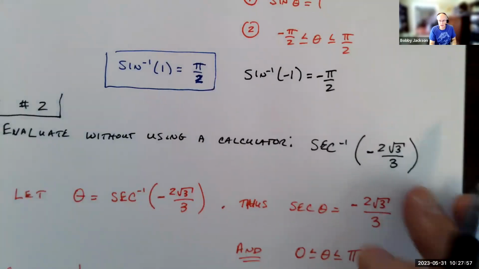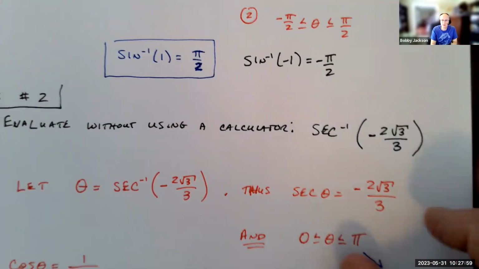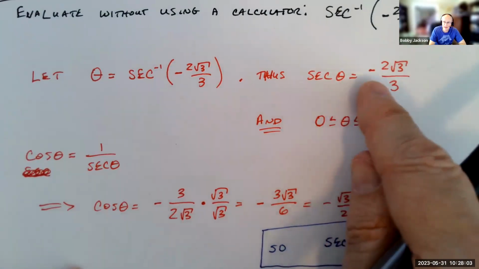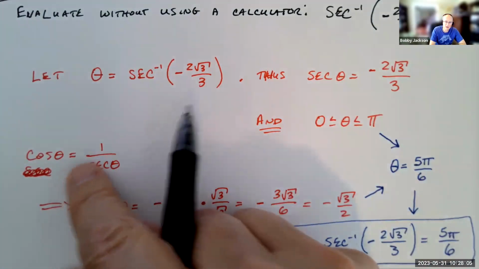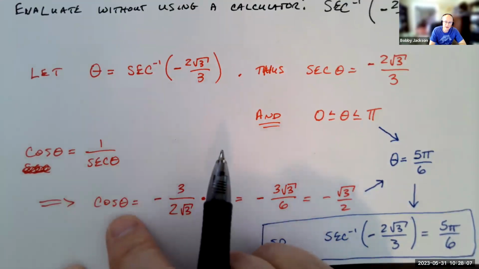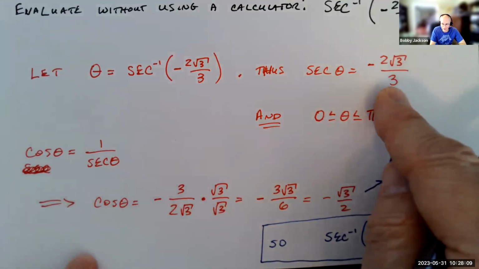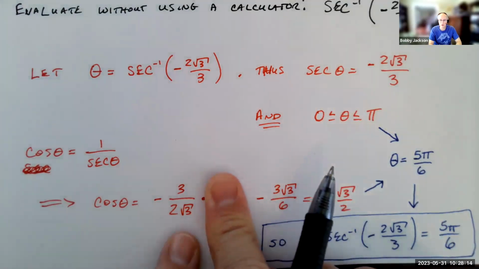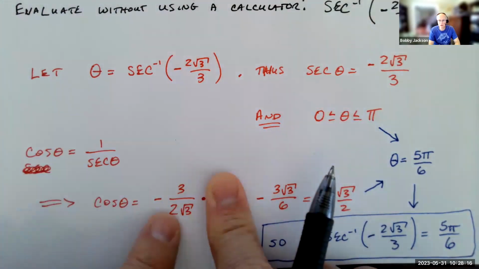Now, when I'm doing secant theta is equal to this, what I'm going to do is actually just go ahead and change it to a cosine problem, right? Secant theta is this value. Since cosine theta is the reciprocal, I'll just say, well, cosine theta is the reciprocal of this, which would be -3 divided by 2√3, right? Just flip that expression, reciprocal.